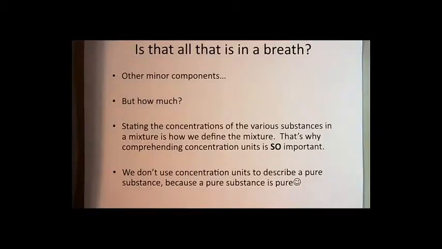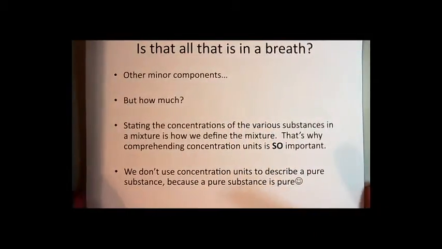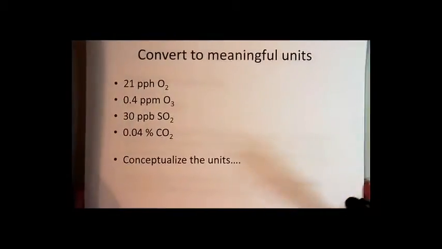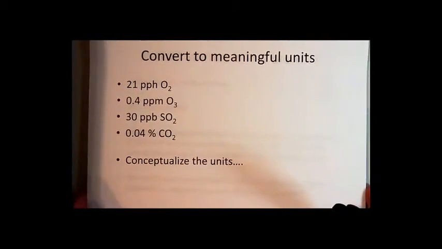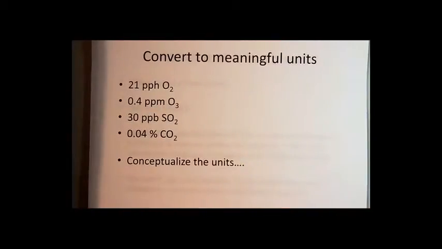For example, when we're talking about some of the other minor components in air, they might be ozone, sulfur dioxide, carbon dioxide, which I have listed here. Carbon monoxide is another component of air, all right? And so what we'll find when people start talking about components of mixtures, for example, air, they use units to describe that.